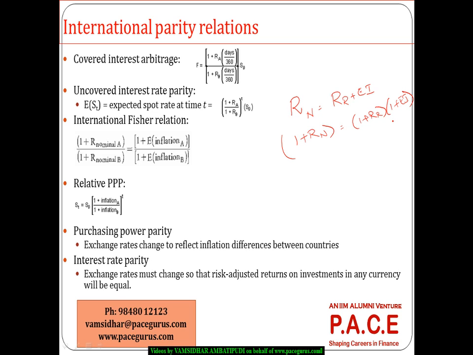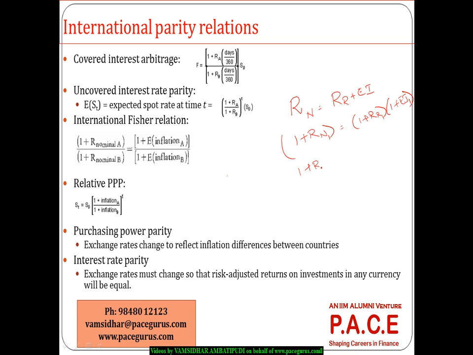This is the typical relation which we know as a relationship between the nominal rate and the real rate. But here, when we talk about the international Fisher relation, we are primarily looking at the relationship between two countries. So the same logic I could have used between the two countries. So probably I call it as RN1, RR1, EI1.